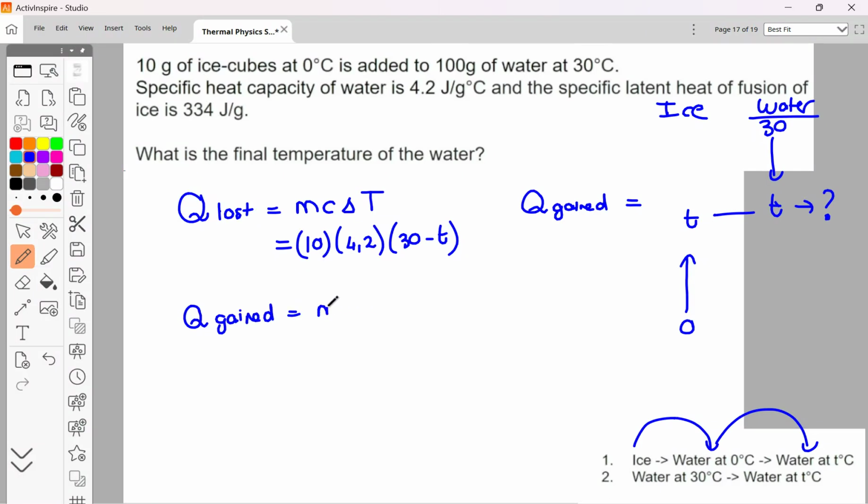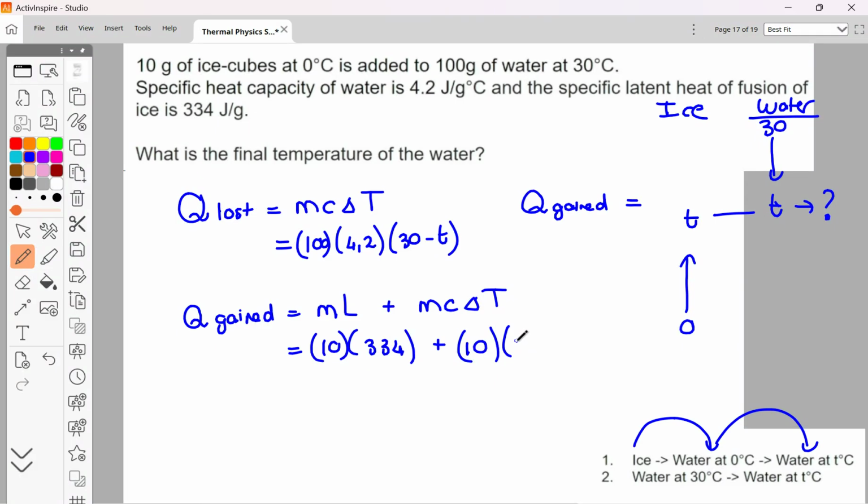So the ice needs to melt first. So ML plus MC delta T. So it melts first, where we're going to use the 10 and the L is given to us in joules per gram. So we can leave it all in grams again, plus our MC was the water. Oh, sorry, the water was 100 grams. I'm just fixing that quickly. The ice is 10 grams. Don't do what I've just done and mix your values up.